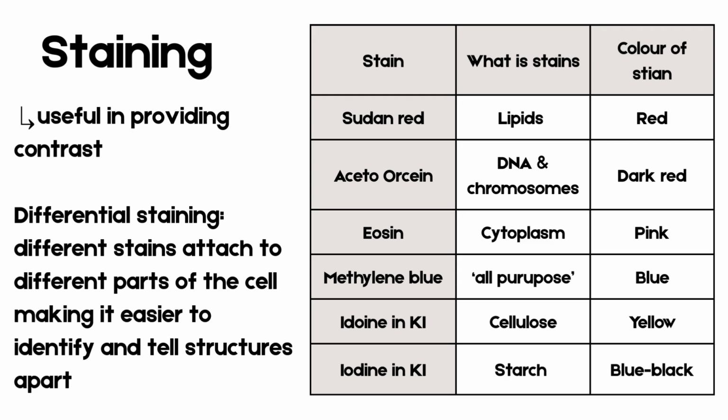Next, let's talk about staining. Most cells are transparent, so stains are essential to add contrast. Different stains bind to different cell structures. This is called differential staining, and it allows us to distinguish between cell components. This makes it much easier to identify structures like nuclei, cell walls, or organelles under the light microscope. Here is a table of the stains you should know about.